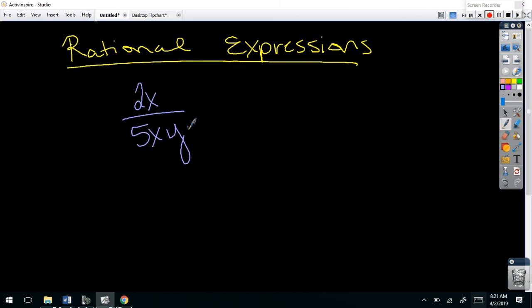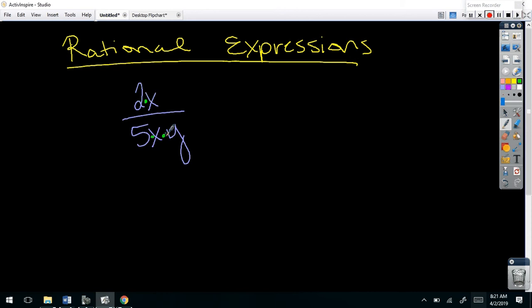This is a rational expression. Now they're going to get way more complex than this, but for the sake of example right now, we're going to start easy. So if I have this, do you agree that everything's being multiplied here? How would you simplify this?